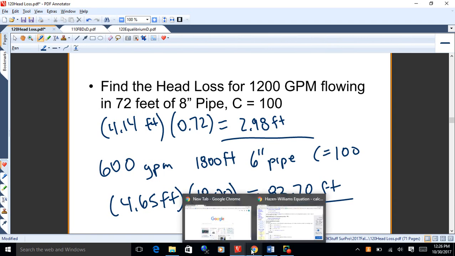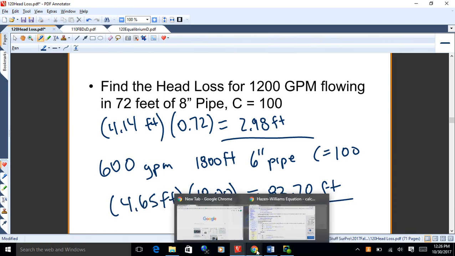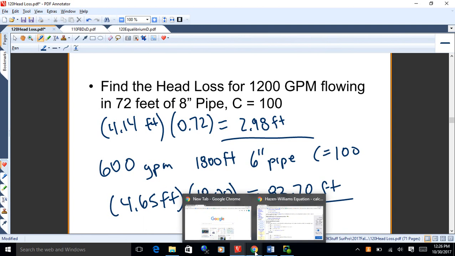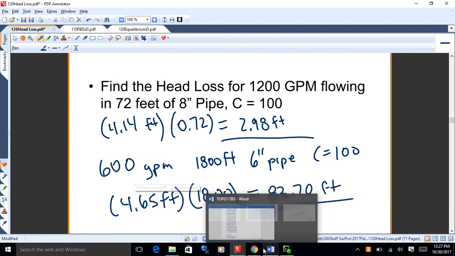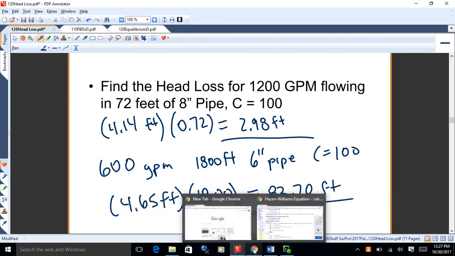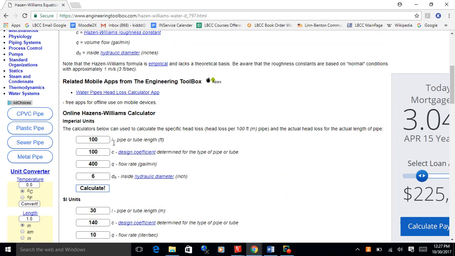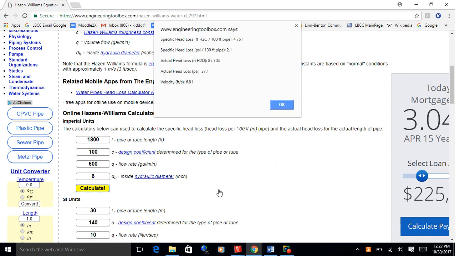Let's try that internet thing just one more time, try and get a little bit of a range. Now what I found was this, according to the charts anyway, the formula breaks down a little bit for low flows in small pipes. So there was some inaccuracy in it on the straight formula. So 600 gallons per minute, 1,800 feet, 6-inch pipe. So CL was 1,800 this time. 600 gallons per minute, 6-inch pipe, calculate. Actual head loss 85.7, okay, versus 83.7, no big deal, that's good.